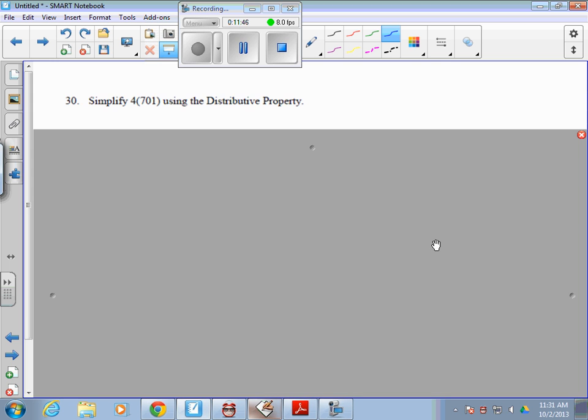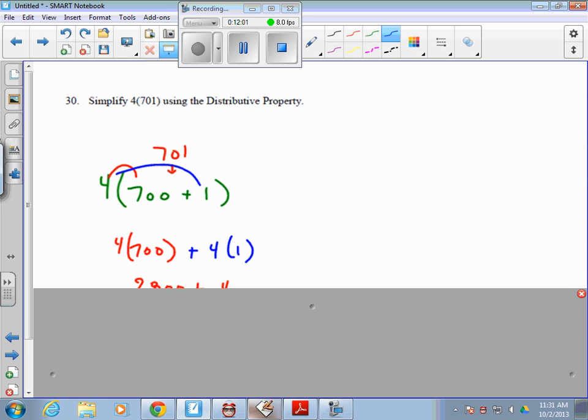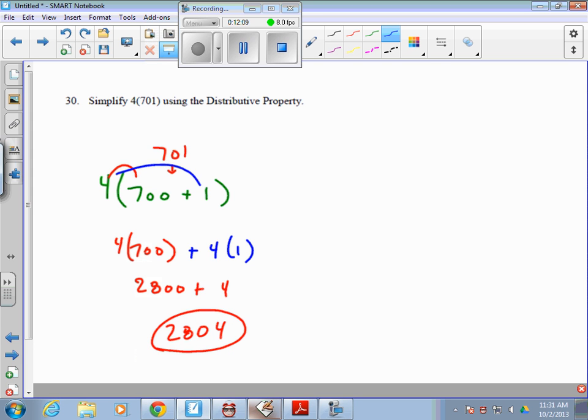And then finally, the last one. Simplify 4 times 701 using the distributive property. 701 is the same thing as 700 plus 1. So distribute 4 times both of those. 4 times 700 and 4 times 1. 4 times 700 is 2800, since 4 times 7 is 28. And 4 times 1 is 4. 2800 plus 4 is 2804.